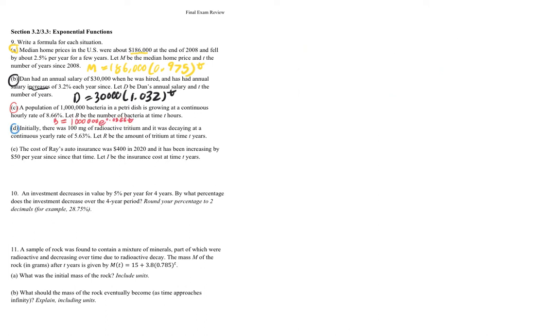Now looking at part D here, initially there was 100 milligrams of radioactive tritium, and it was decaying at a continuous yearly rate of 5.63%. Let R be the amount of tritium at t time years. So we're going to be compounding continuously again. So R is equal to our R0 e to the rate t. But in this case, we're decaying, right? So we're going to have a minus here to have our decay factor. It's going to be decreasing.